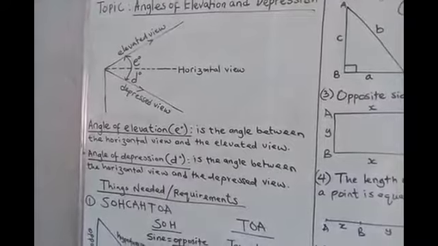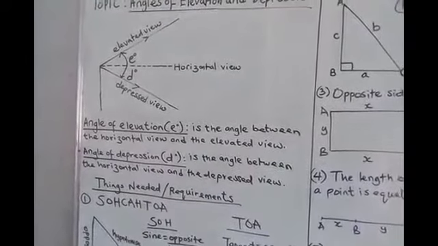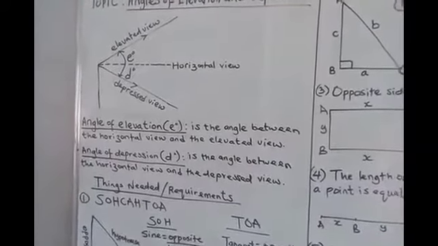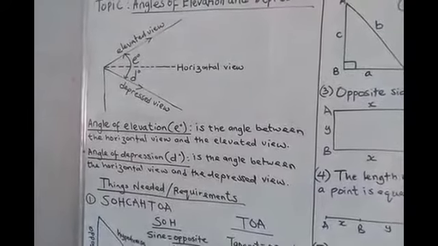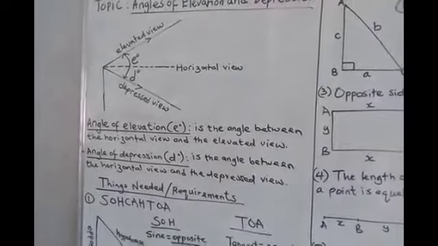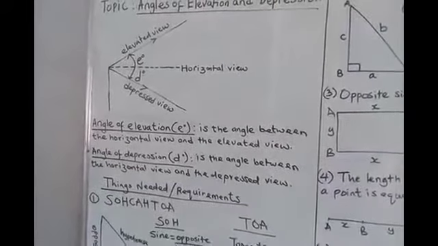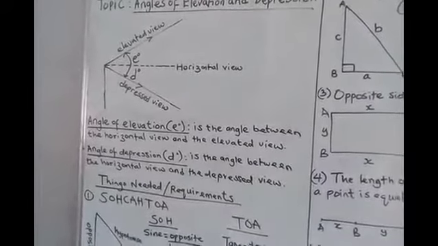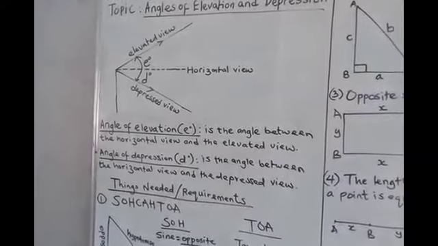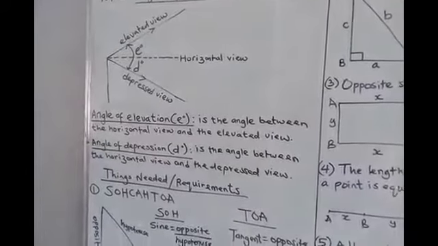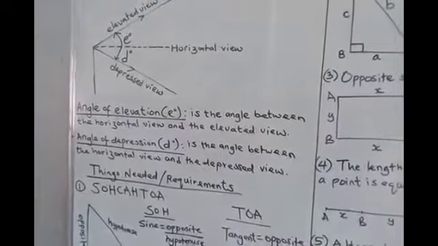So for any diagram we want to draw under angles of elevation and depression, the first thing to take into consideration will be our horizontal view. From there, we have any other angles being formed. I repeat, the first thing to take into consideration is the horizontal view, because that will give us our direction.